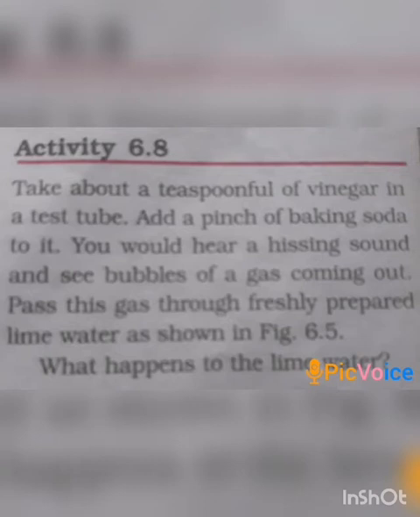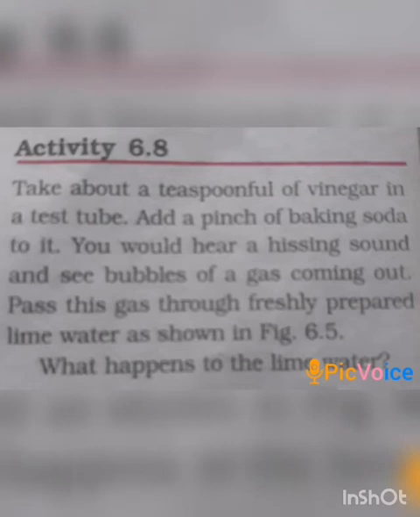Take about a teaspoonful of vinegar in a test tube. What is vinegar children? Already we have learned about this vinegar in chapter 5, acids, bases and salts. This vinegar is an acidic substance. It is acetic acid. The vinegar is acetic acid. It is used as a pickling agent.